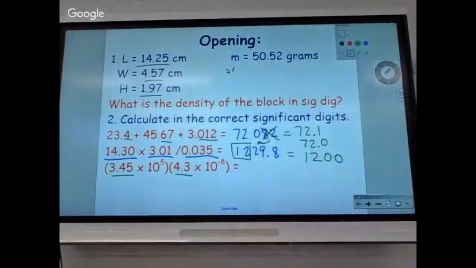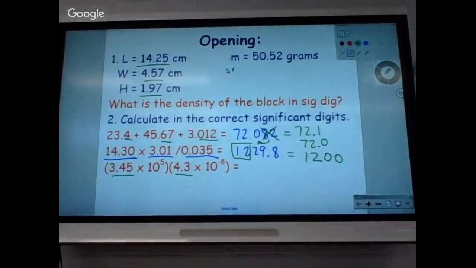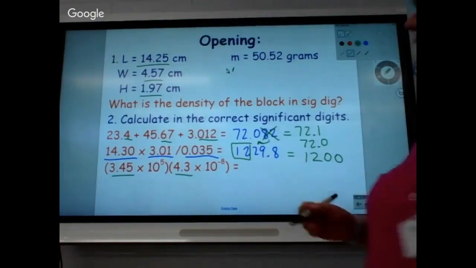So when you punch this in, that times 10 goes in as what on the calculator? What do you use? Second and EE. Good. So 3.45 second EE 5 times 4.3 second EE negative 8. So you don't have to put the 10 in? No, you never put the 10 in. That second EE means the calculator is programmed with that 10. So when that E pops up, it's just asking you the exponent. All right, so I got 1.4835.